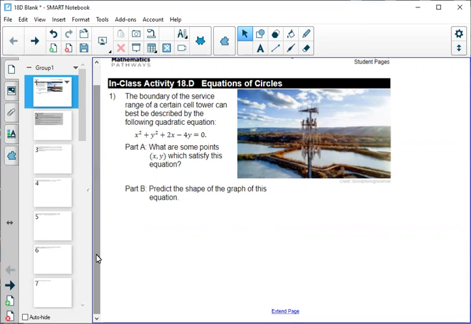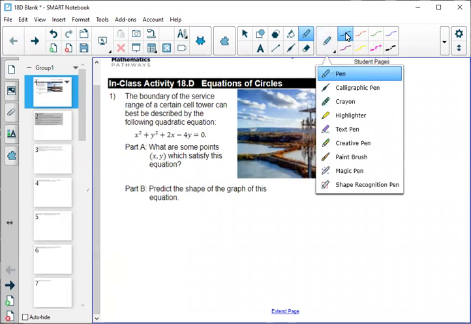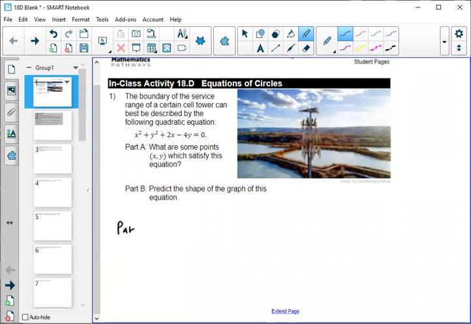Well, there's many points that would satisfy this equation. For part A, (0, 0) would satisfy the equation. If we put -2 in for x, then that would leave 0 for y. We could do 0 for x, then 4 for y, and then something like (-2, 4) would satisfy that equation as well.